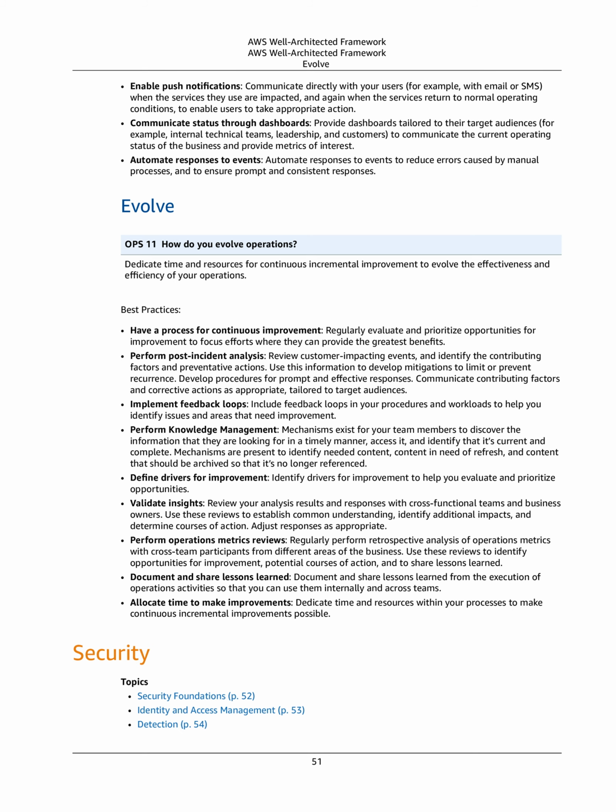Adjust responses as appropriate. Perform operations metrics reviews. Regularly perform retrospective analysis of operations metrics with cross-team participants from different areas of the business. Use these reviews to identify opportunities for improvement, potential courses of action, and to share lessons learned. Document and share lessons learned. Document and share lessons learned from the execution of operations activities so that you can use them internally and across teams. Allocate time to make improvements. Dedicate time and resources within your processes to make continuous incremental improvements possible.